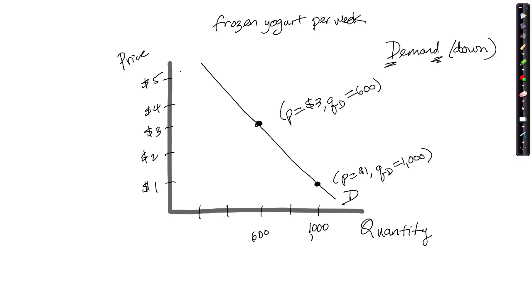It's the entire set of combinations of prices and quantities demanded. Any one point on that demand curve is giving us information about the quantity that's demanded at a particular price. So quantity demanded is a number, like 1,000. Demand is a whole set of PQ combinations, so the demand curve. So that got us demand.